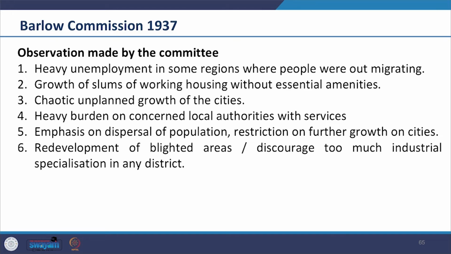Likewise, emphasis was also laid on the dispersal of population, a restriction on further growth of cities, and redevelopment of blighted areas. We also remember the term blighted which came in. It also discouraged too much industrial specialization in any district, and there was an instruction for guidance of new industrial development to areas suffering from unemployment. So, diversification and decentralization were also thought of at that time.